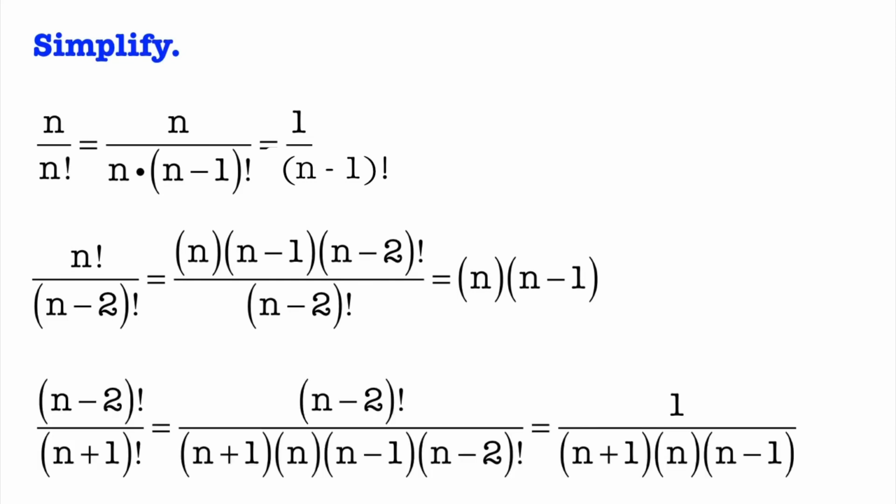For the last one, we're going to rewrite the denominator until we reach n minus 2 factorial so that we can cancel it out with the n minus 2 factorial in the numerator, leaving us with 1 over n plus 1 times n minus 1. No need to expand the denominator.